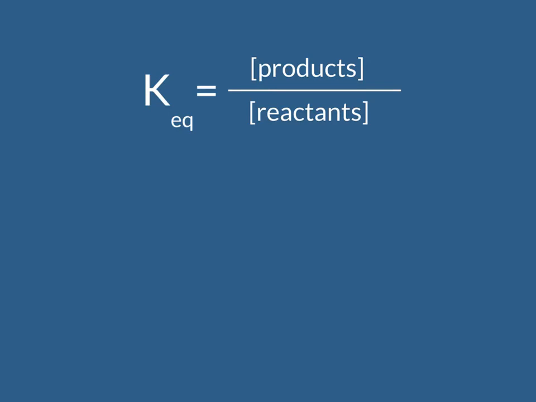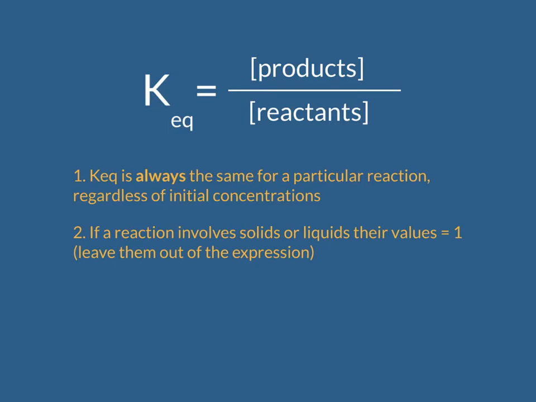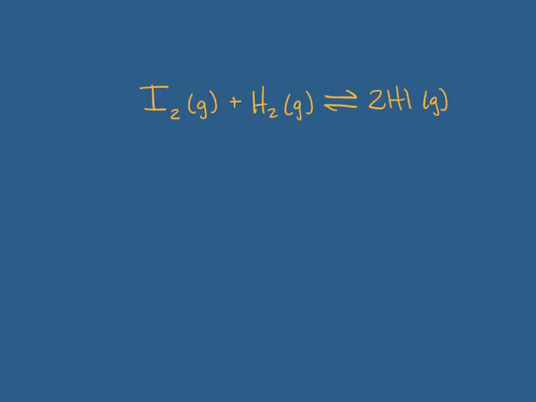First of all, KEQ is always the same for a particular reaction, regardless of the initial concentration of either products or reactants. Secondly, since the concentrations of solids and liquids don't change during a reaction, if a reaction involves solids or liquids, their values are going to equal 1. So essentially, you can leave them out of the KEQ equation. And finally, any coefficients you have in your chemical formula are going to become exponents when you write your KEQ expression. So let's put this all together and practice writing some equilibrium expressions.